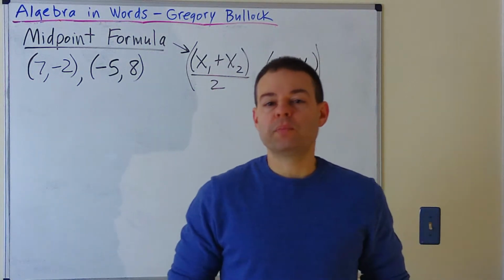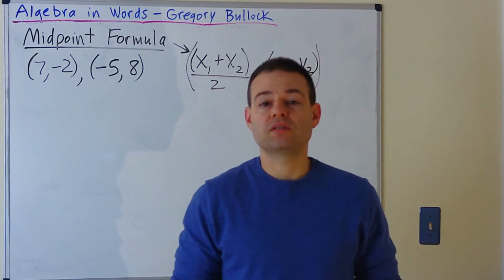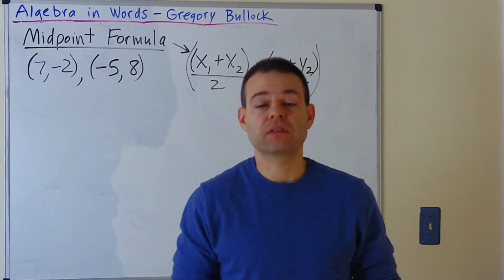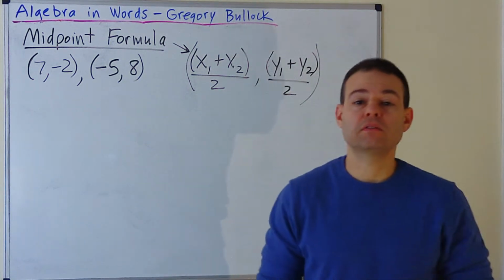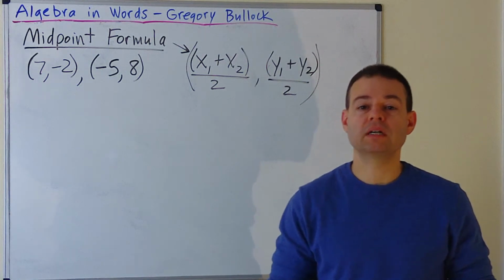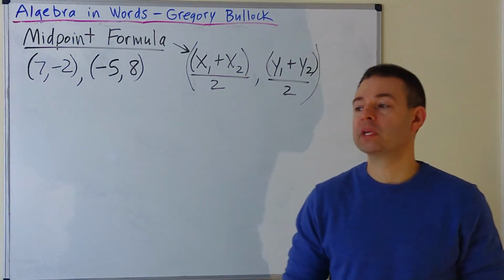Now, first of all, what is the midpoint? The midpoint is just a point between 2 points on a graph. That's all there is to it. And to find the midpoint, we're going to be using what's known as the midpoint formula. So let's look at the midpoint formula.